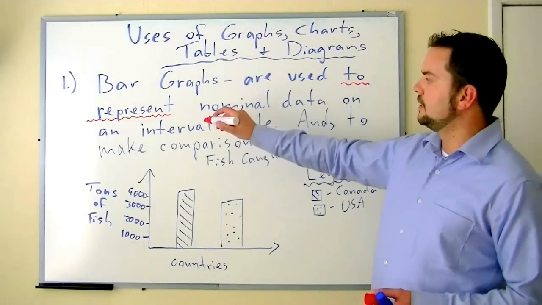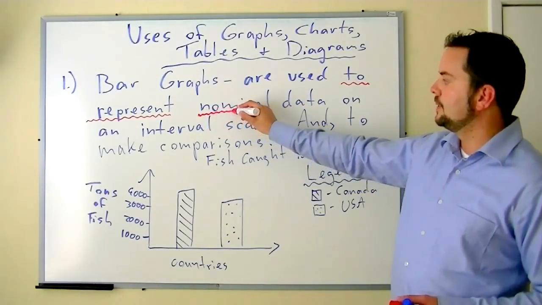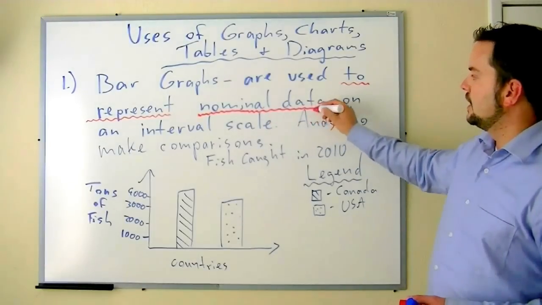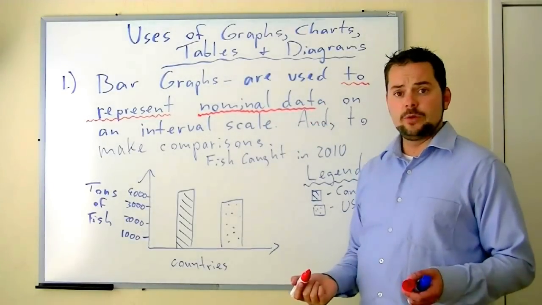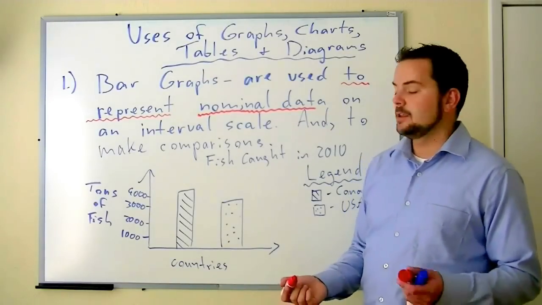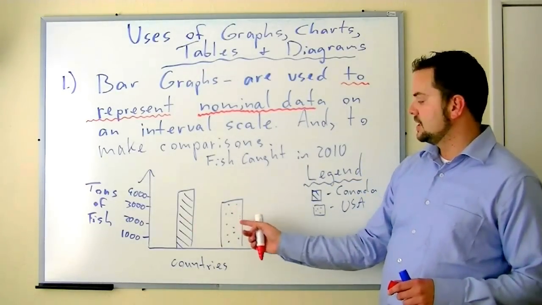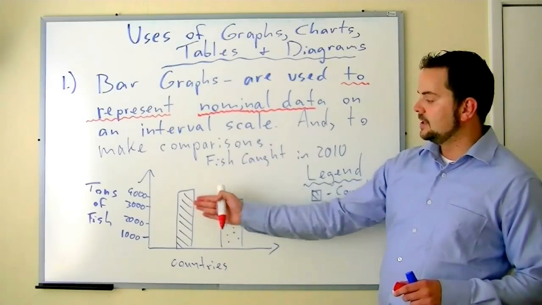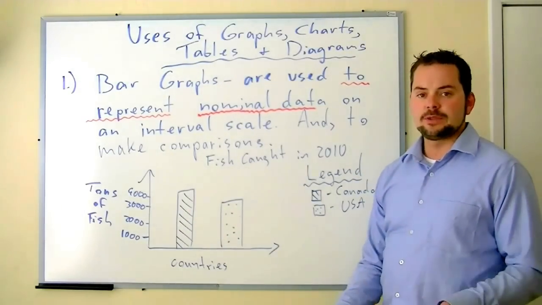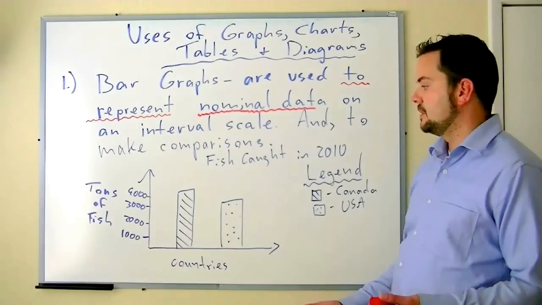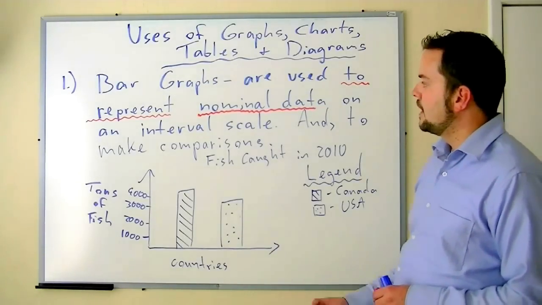Nominal data, if we look at the beginning of the word, nom, meaning name, is the type of data which is simply just naming the information. In this case, with bar graphs, you're looking at the countries, this one representing Canada, this one USA, the names of countries, its name information or name data.